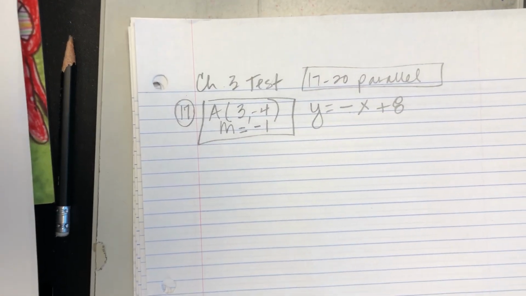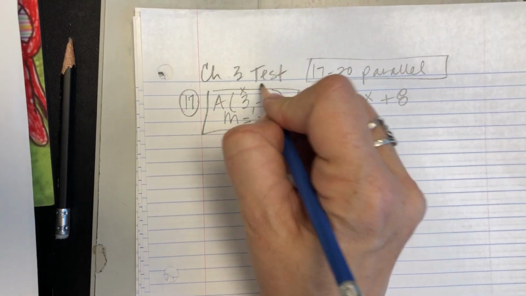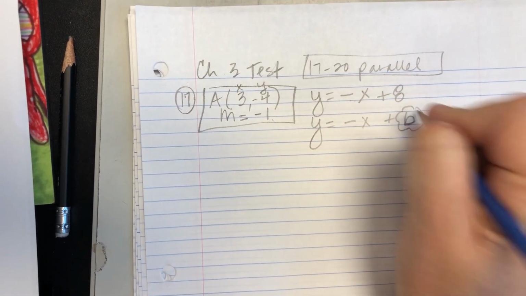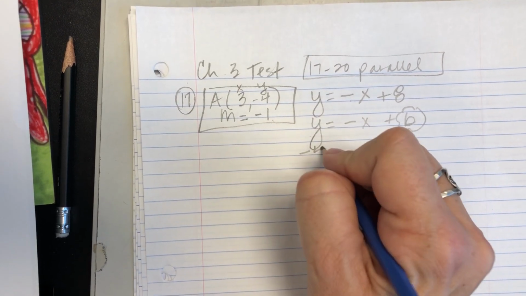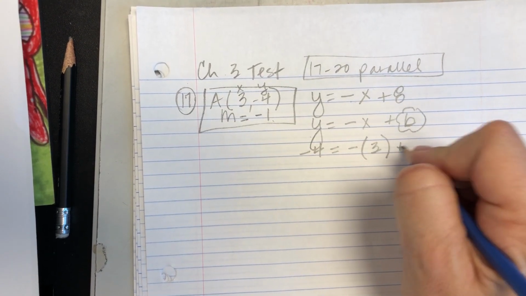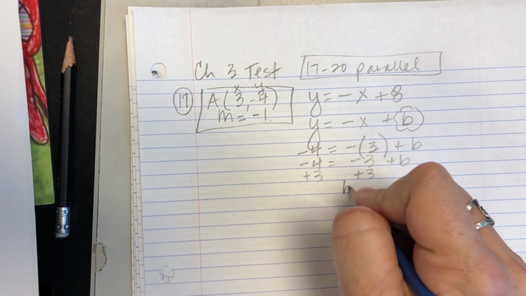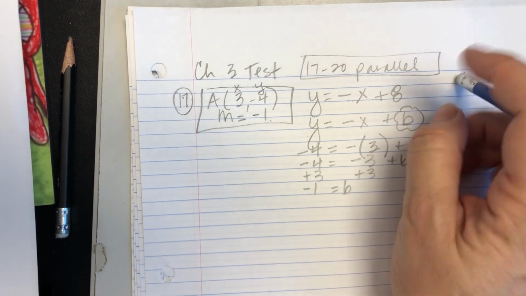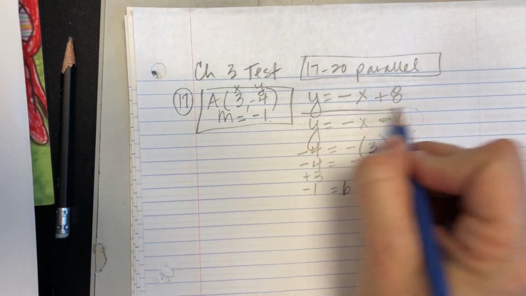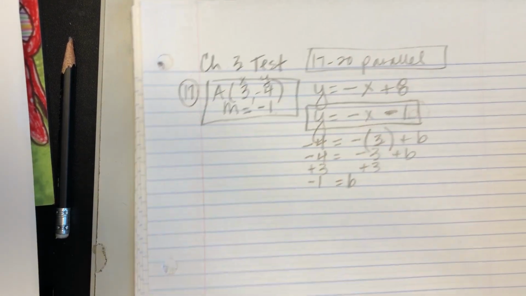So we use our equation to figure out what the slope's got to be. Once we've got our slope, we've got an xy pair to use. We can write our equation y equals -x plus some b. We're going to plug in the x and y we have: -4 equals -3 plus b. When I add 3 to both sides, b is -1. So the equation of the line is y equals -x minus 1, which is parallel to this one and goes through the point (3, -4).